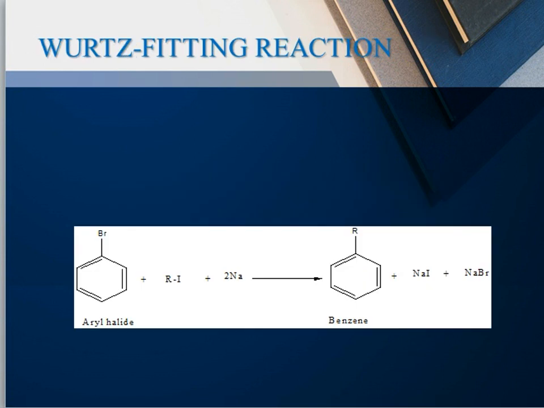Next reaction is the Wurtz-Fittig reaction. The reaction in which we use the aryl halide, meaning the halide which is attached to the aromatic ring. Here the aromatic ring is a benzene, so the aryl halide is a bromobenzene. We react it with the alkyl halide and 2 molecules of sodium, which gives the alkylbenzene and separately sodium iodide and sodium bromide. So this reaction is different from the Wurtz reaction. This is the Wurtz-Fittig reaction.